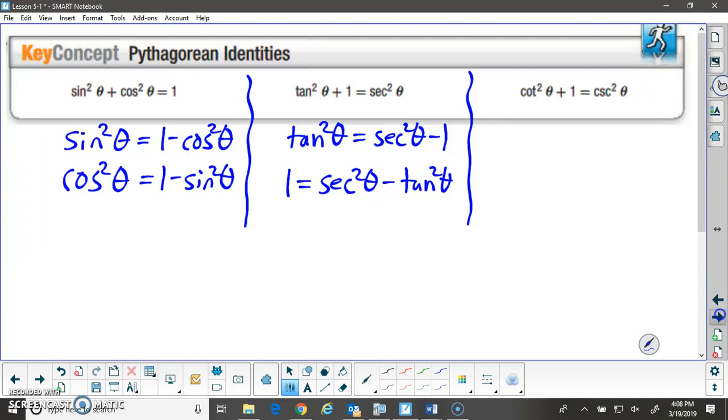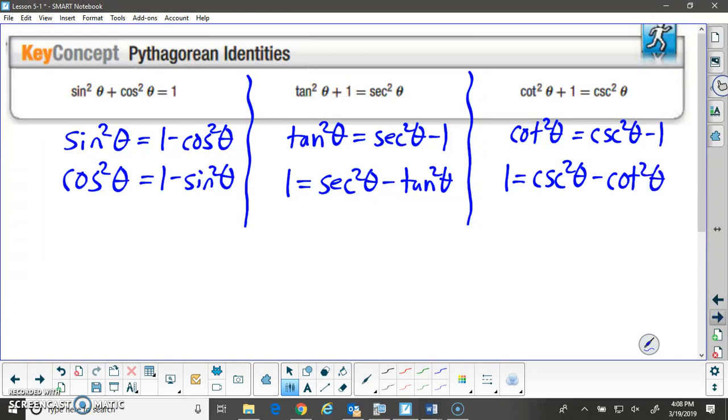The last one is cotangent squared of theta plus 1 equals the cosecant squared. I'd also like you to write the cotangent squared of theta is equal to the cosecant squared of theta minus 1. And I'd also like you to write 1 equals the cosecant squared of theta minus the cotangent squared of theta. So make sure you have those 9 identities written on your note card.